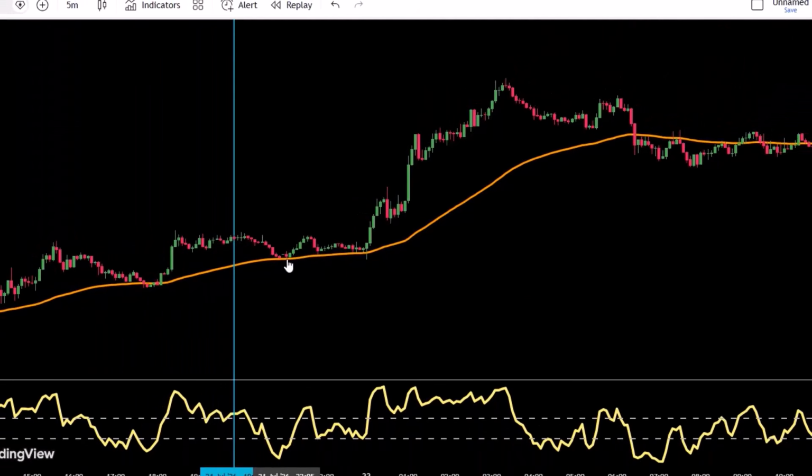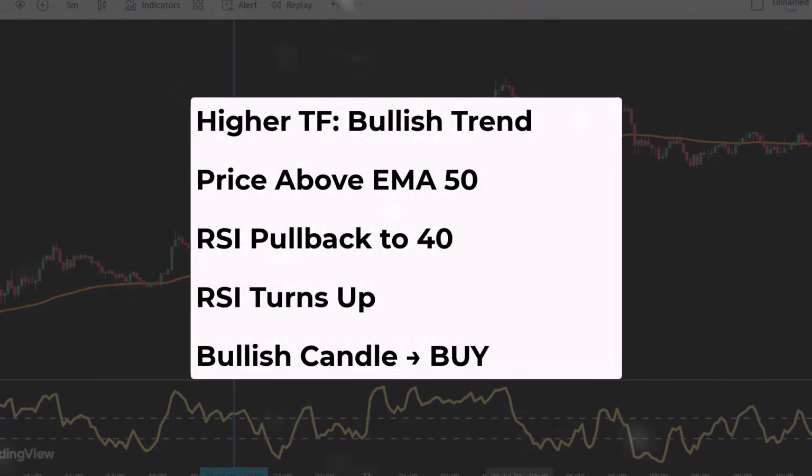So let's quickly recap the buy setup. Here's what we are looking for. First, on the higher time frame, the overall trend is bullish. Second, on the lower time frame, the price is above the 50 EMA. Third, the RSI pulls back around the 40 level. Then the RSI turns back up. And finally, a bullish candle confirms the entry. Now let's look at the opposite situation and see how to find a sell setup.